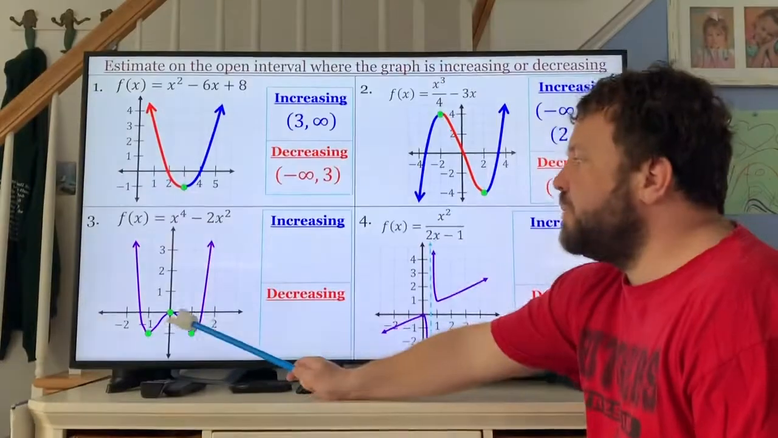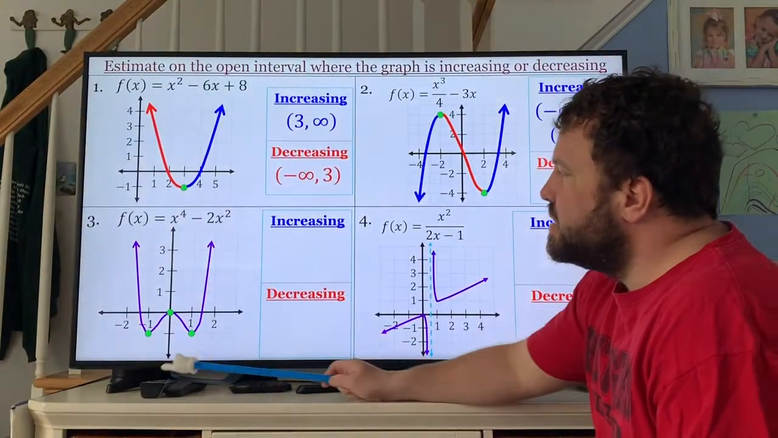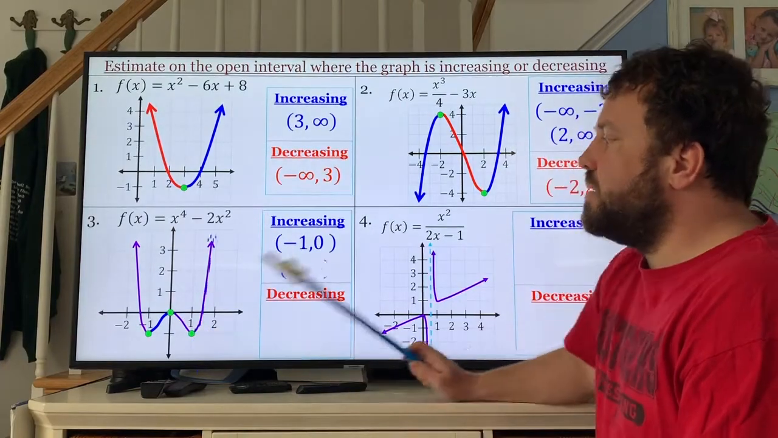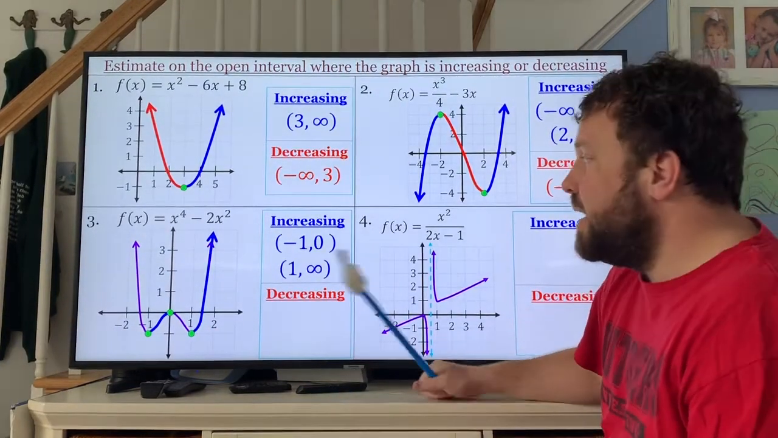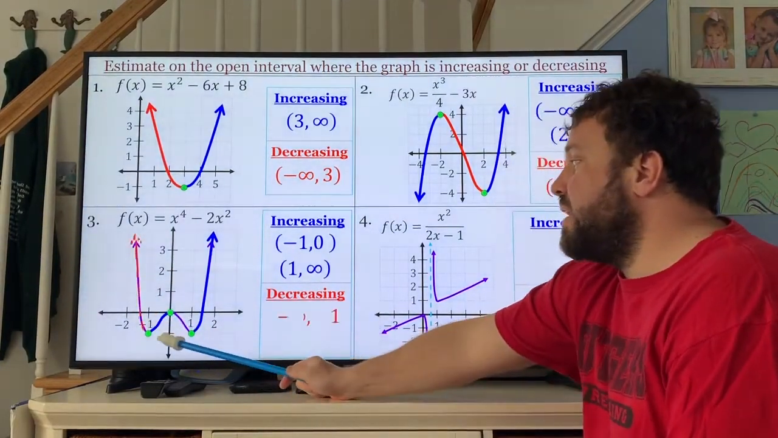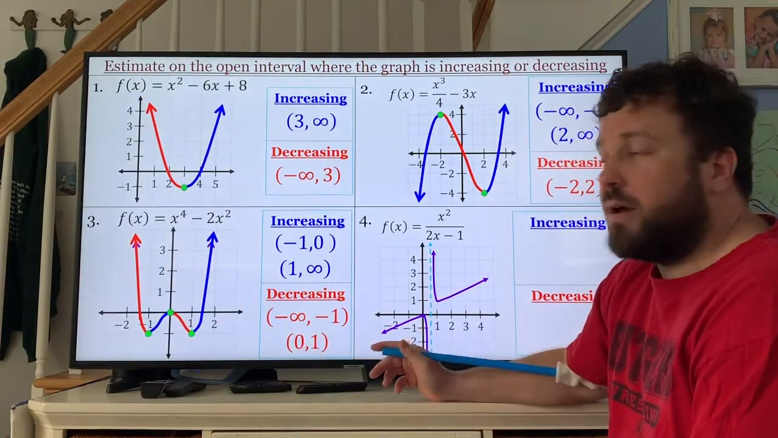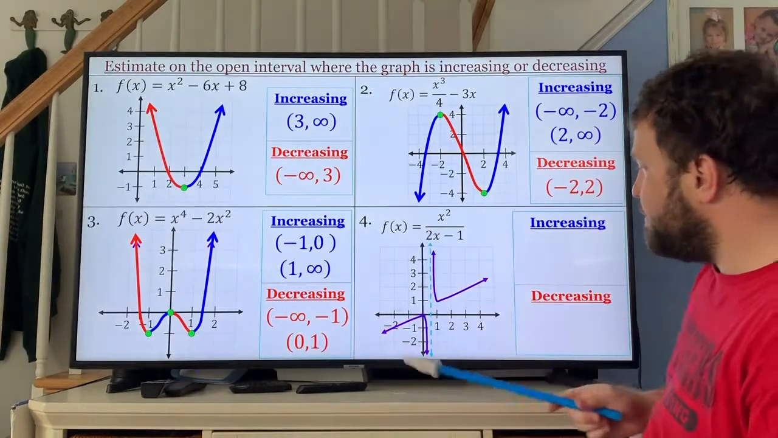All right. So you have 3 points right here. All right. So it's increasing from negative 1 to 0. It's also increasing from 1 to infinity. It's decreasing from negative infinity to negative 1, and it's also decreasing from 0 to 1. All right. Finally, problem number 4.